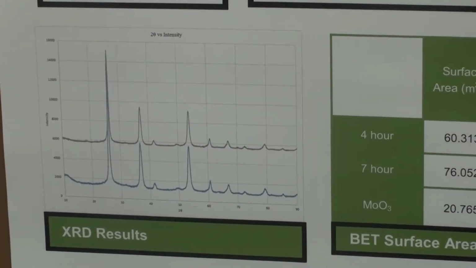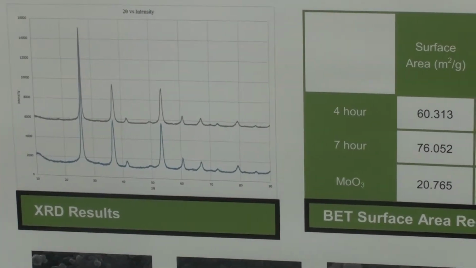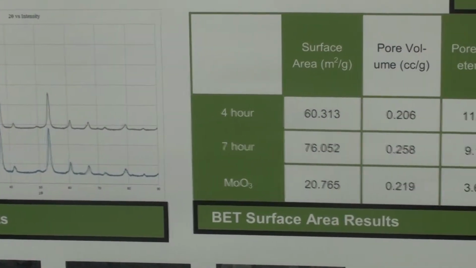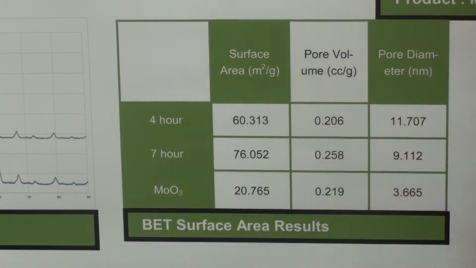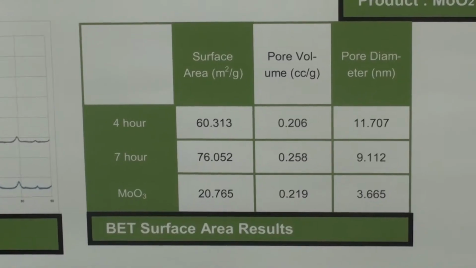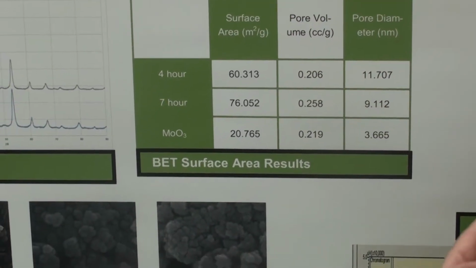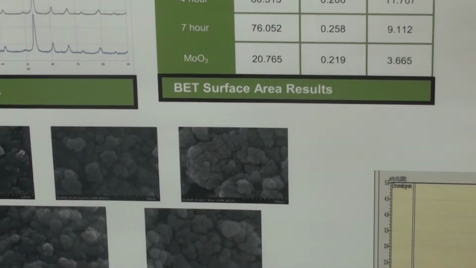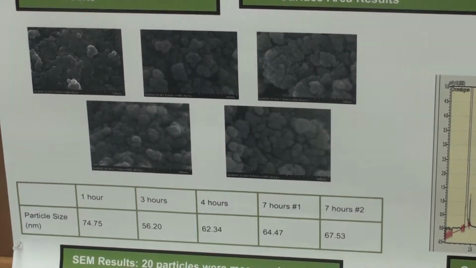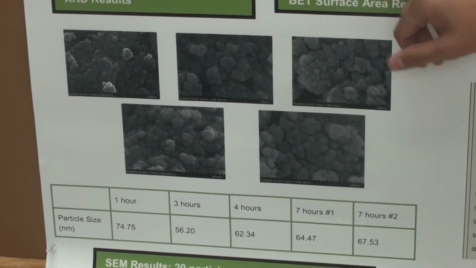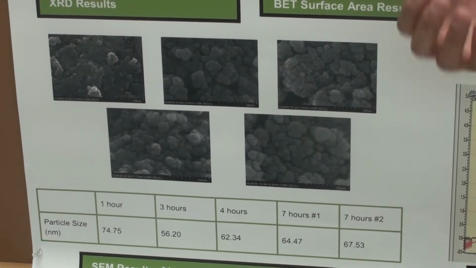but I vary the hours I use to produce the molybdenum dioxide to 4 hours, 7 hours, 3 hours, and even 1 hour. And it seems like the lower the time we use, the less surface area we have. So by increasing the time, we can see that the greater the surface area, that's more efficient as it's a catalyst.